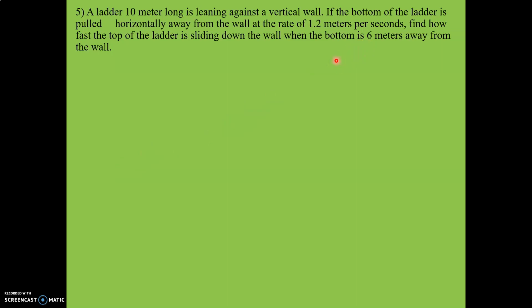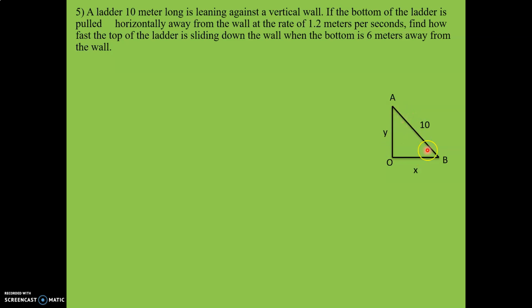So one ladder of length 10 meter we have to consider. For that we have to draw a rough diagram. AB is the ladder and the length of this ladder is 10 meter. If the bottom of the ladder is pulled horizontally, that means this is the bottom B. So this bottom is pulled away from the vertical wall. This is the vertical wall OA and OB is the distance of the bottom of the ladder to the wall. So this is increasing.